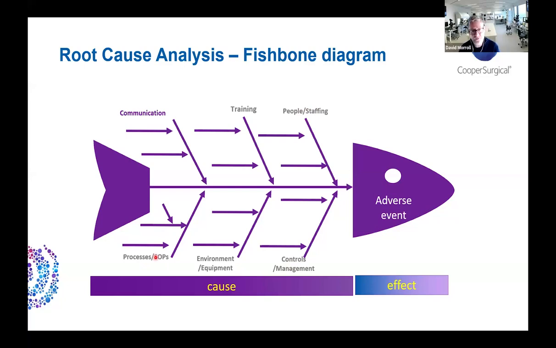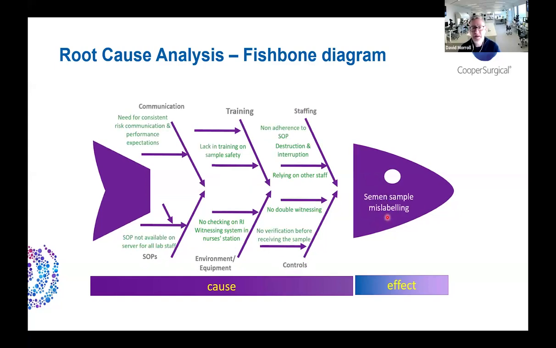So those are the sort of things that feed into this investigation, and where we highlight weaknesses here, that might be the cause of the adverse event. So if we put some additional information on, this is an example where we've had a mislabeled semen pot. So we can identify that we need better, consistent risk communication. We can see potentially lack of training in sample safety and chain of custody.